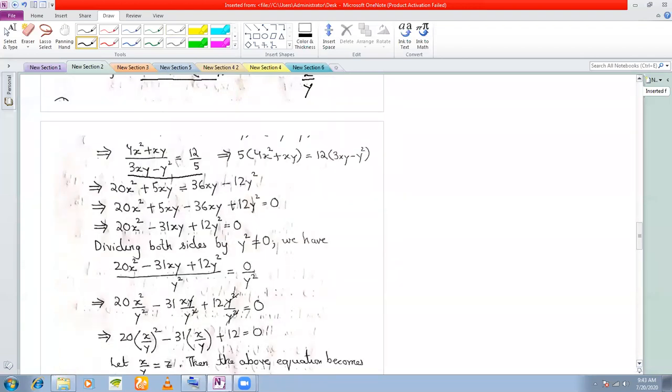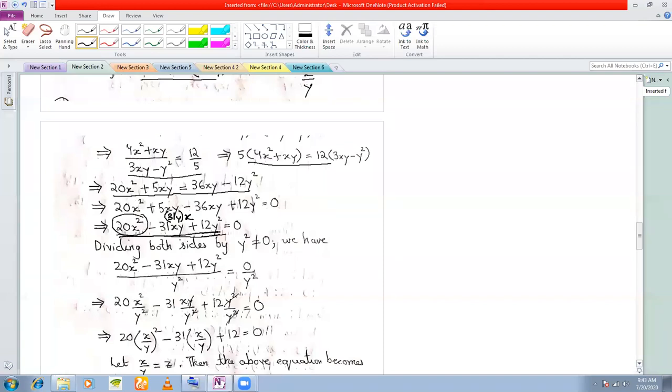After cross multiplication, I express this as a quadratic in x. See, I've expressed it as a quadratic in x square, isn't it? This is your x square term. This is your x term, 31y into x. This is your x term. Okay, and this is your constant term. Okay, so this is a quadratic in x.